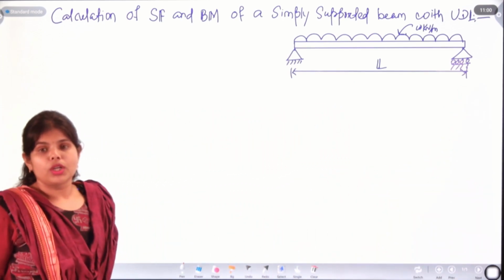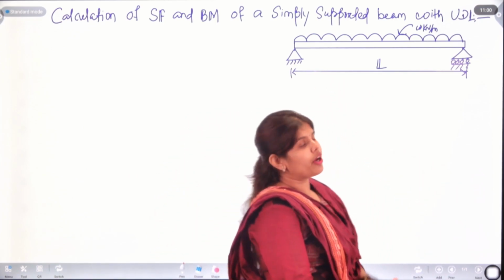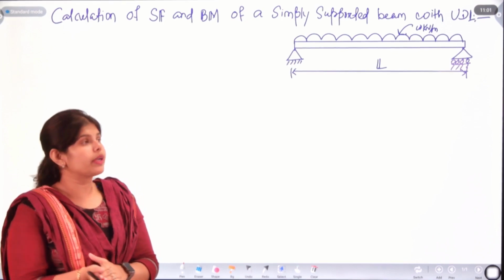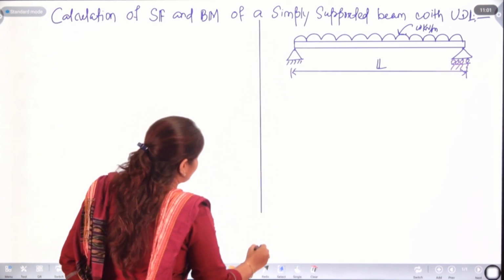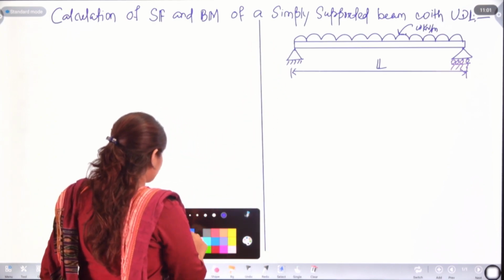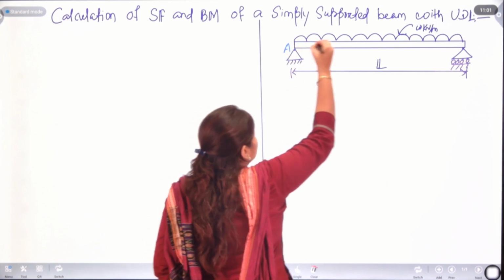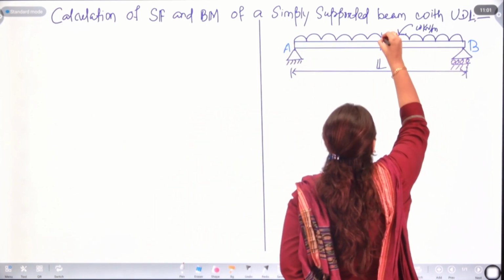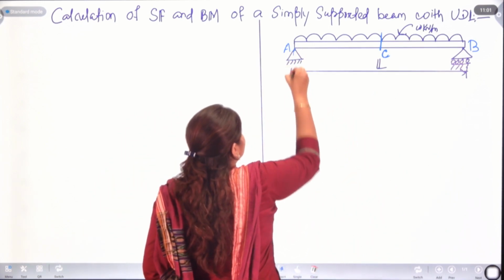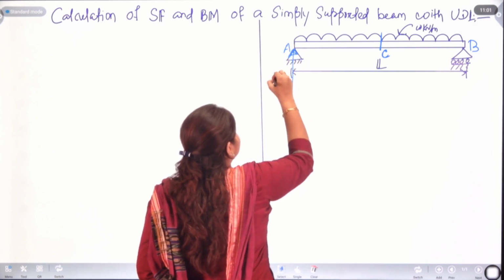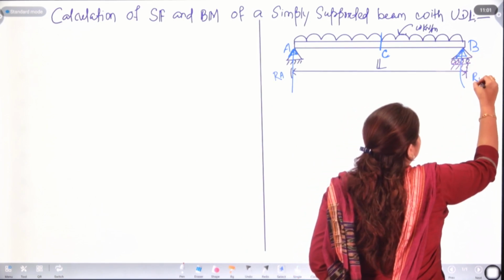Now we have drawn the whole structure of the beam. Now we need to find out how to find shear force and bending moment. If we just follow the procedure, we will find out. First we need to find out the reaction forces. Let's name it as A here and B here. At midpoint it will be C. The reaction forces will be RA here, and at point B the reaction force will be RB.